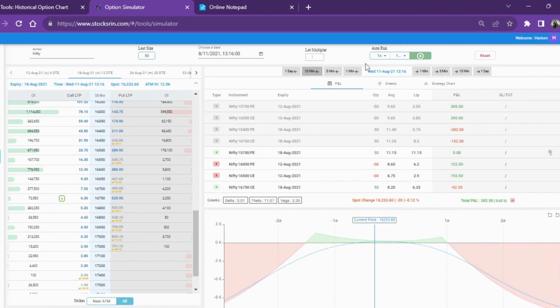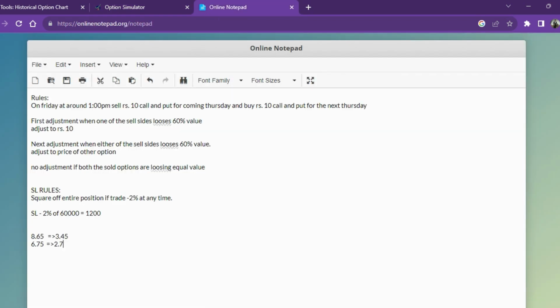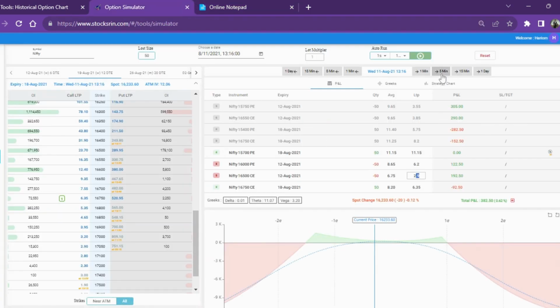So on the 11th of August, at around 1:15, it's 2.9 rupees. That's 0.2 rupees higher than my adjustment price. So let's go ahead by 5 minutes and see. Okay, looks like we didn't have to make the adjustment at that point. However, I did see 1.5 at that point. Okay, yes, 2.6. So yes, at around 2 o'clock, I'll be making another adjustment on the call side.